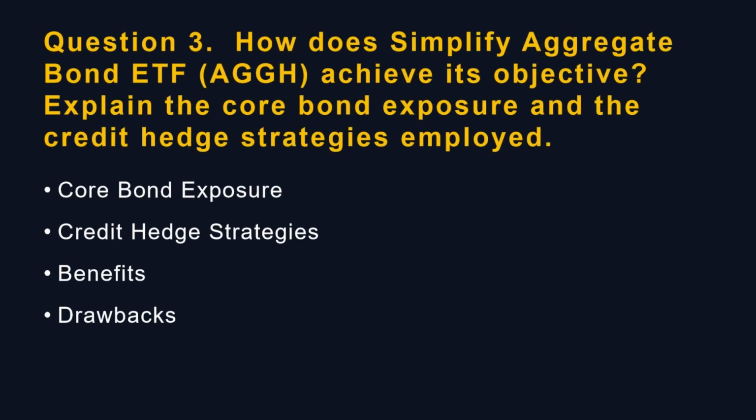Question 3. How does Simplify Aggregate Bond ETF, AGGH, achieve its objective? Explain the core bond exposure and the credit hedge strategies employed. Simplify Aggregate Bond ETF, AGGH, achieves its objective of maximizing total return through a two-pronged approach. 1. Core bond exposure. Investment-grade bonds. The foundation of AGGH lies in holding a diversified portfolio of investment-grade IG bonds. These bonds are issued by governments and corporations with a high creditworthiness, meaning there's a lower risk of default.